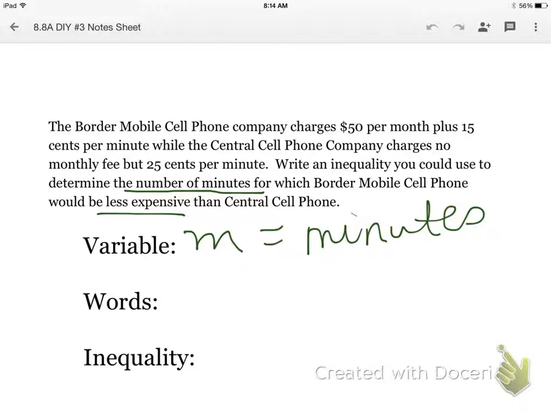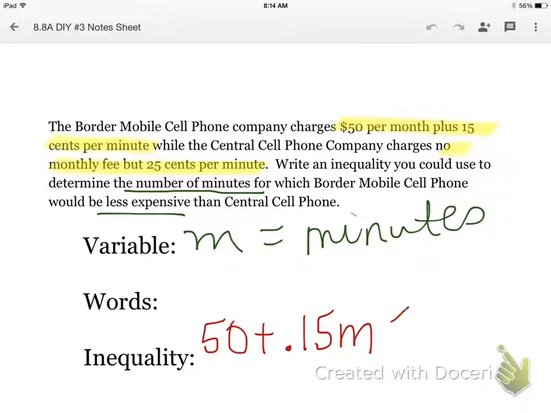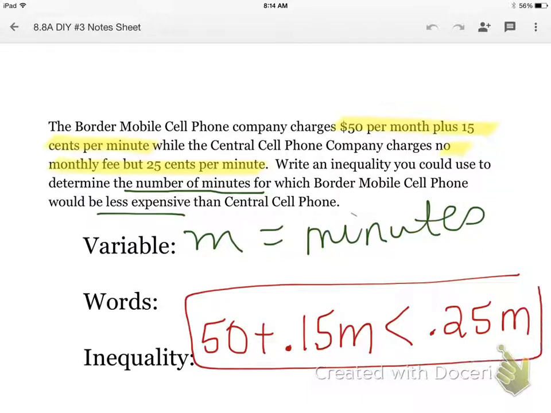And my words I'm going to highlight because I am a little too lazy to write it out. So I've got $50 per month plus 15 cents per minute, and then I've got nothing for a monthly fee and 25 cents per minute. So those are my words that I have highlighted. So now I'm going to write my inequality, and I can use two expressions. My first expression, I'm going to do the $50 per month plus 15 cents a minute. And we know that that is less expensive than 25 cents per minute. So that would represent this word problem.